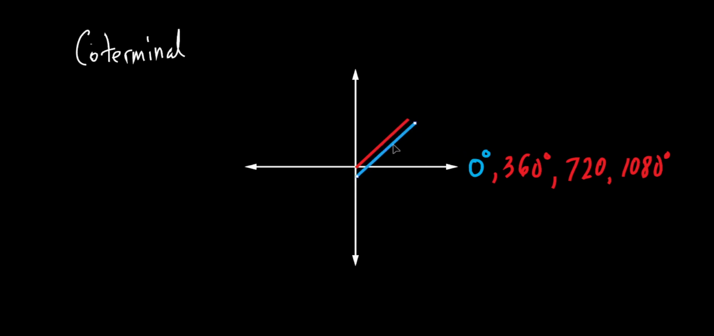So what if you had an angle? Let's say it was at 45 degrees, okay? And if I went around one full circle back to here again, then they would be coterminal angles. So what would the first one be? The first one would be 45 degrees. What would the next one be, if I went all the way around the circle? It'd be 360 plus 45, which is 405.